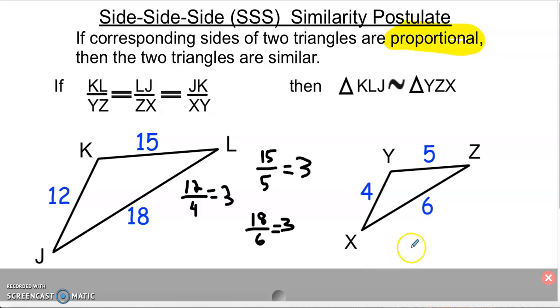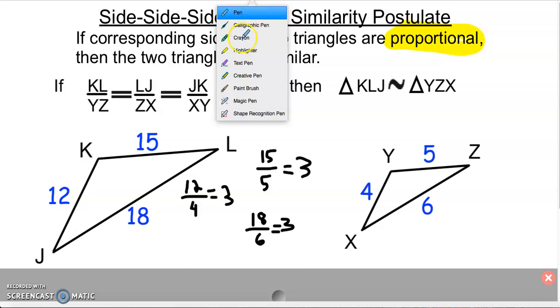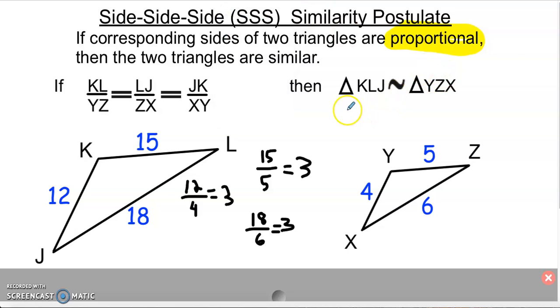Now, one of the things I want you to look at is the similarity statement itself. In this case, my similarity statement is triangle KLJ similar to triangle YZX. So I started here with K and then L and then J, and that's similar to triangle YZX. With this statement, I can use a different statement if I want, because I have power over how I list the angles of the triangle. I could do a different order if I wish, as long as I keep the angles in corresponding position. So K's got to go with Y, L's got to go with Z, and J's got to go with X.